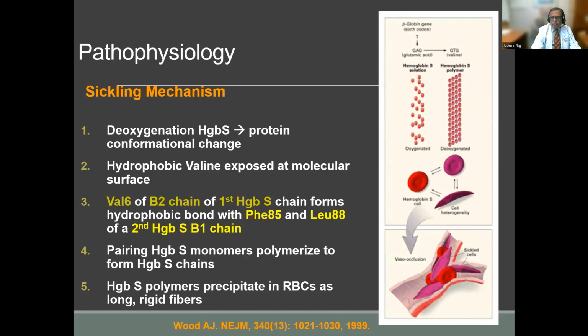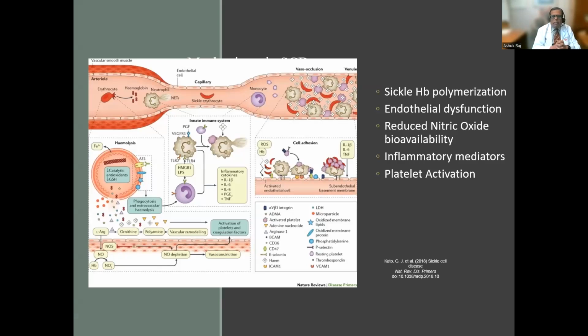Now, because these cells are misshapen, as they pass through the capillaries they undergo hemolysis and have a shortened lifespan. When there is hemolysis, a lot of mediators are liberated from the cell, which leads to aggregation of other cells. These cellular aggregates interact with the lining cells of the endothelium, and that leads to additional effects like decreased nitric oxide bioavailability and platelet activation, eventually leading to microvascular obstruction.